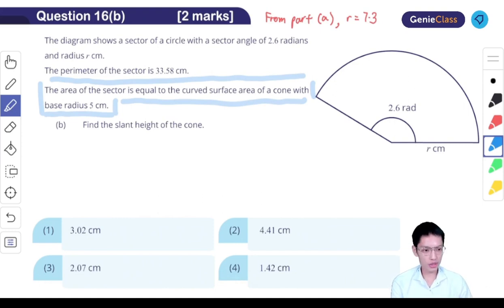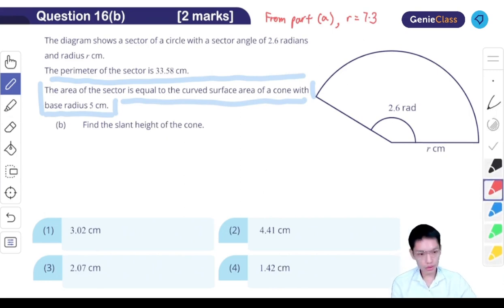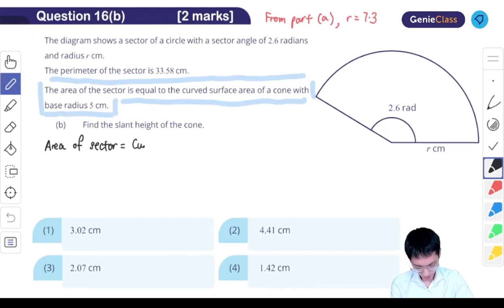Okay, that is good. I think most of you should get this one. But take note, remember your formula, guys. Remember to see the lines. Remember the key important information that I've written for you. The area of my sector is equal to the curved surface area of the cone. That's the first thing. Let me see the responses. Most of you got it down.